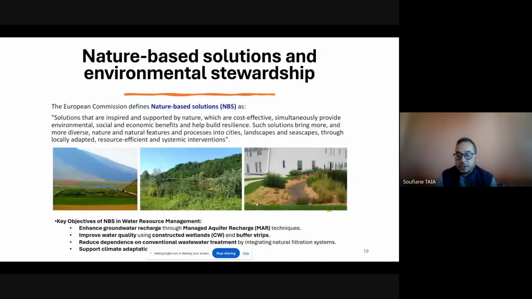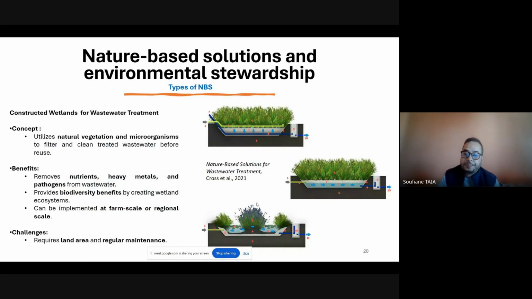making resource-efficient interventions. So the key objectives of those solutions in water resource management are to enhance the groundwater recharge with managed aquifer recharge techniques, and also to improve water quality through constructed wetlands and buffer strips, and also to reduce reliance on conventional wastewater treatment by using natural filtration systems. And those solutions also support climate adaptation by restoring the ecosystems.